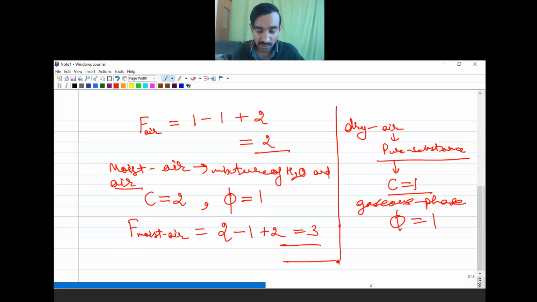Is this point clear? Sir, why is phi 1? Because the meaning of moist air is that water vapor is present. Water is present in the air in vapor form only, so both air and water are in the gaseous phase. That's why the value of phi is equal to 1.